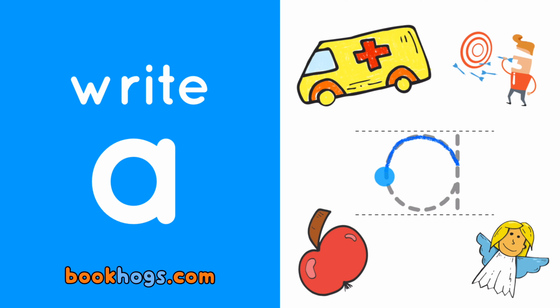Today we're going to learn how to write lowercase a and then go through some words that begin with the letter. The words will include the vowel name and a digraph. So let's begin. To write lowercase a, we go around and down, around and down, around and down. Now let's go through some words.